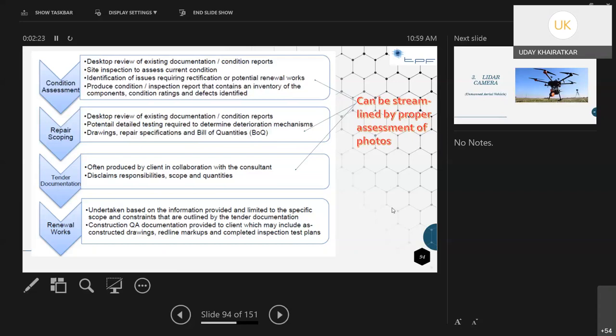Then renewal works are undertaken based on the information provided and limited to the specific scope and constraints outlined by the tender document. In construction, quality documentation is provided to the client, which may include as-constructed drawings, red line markups, and completed inspections.